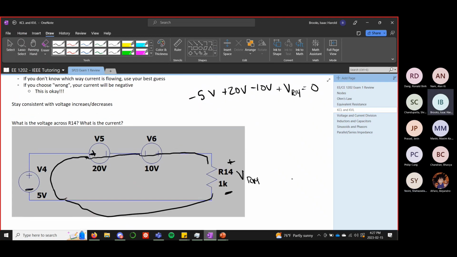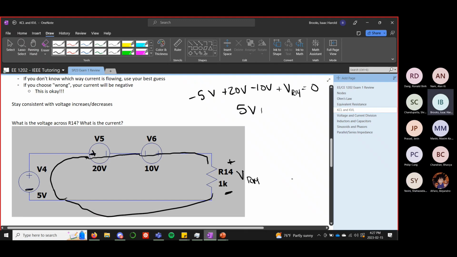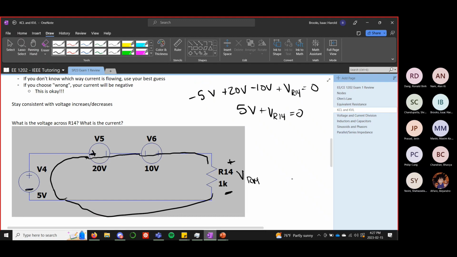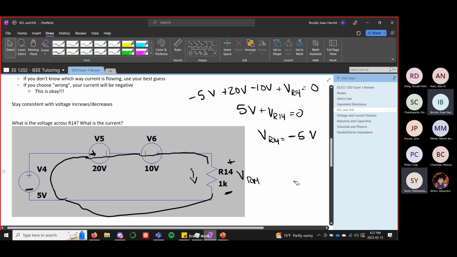Okay. So let's simplify this out. We have minus 5 plus 20 minus 10. That comes out to what? Positive 5. So 5 volts plus VR14 equals 0. So what does that mean? Negative 5. So we subtract it over to the other side. VR14 equals negative 5 volts. So what that means is current is not actually flowing this way. Current is actually flowing this way, right?